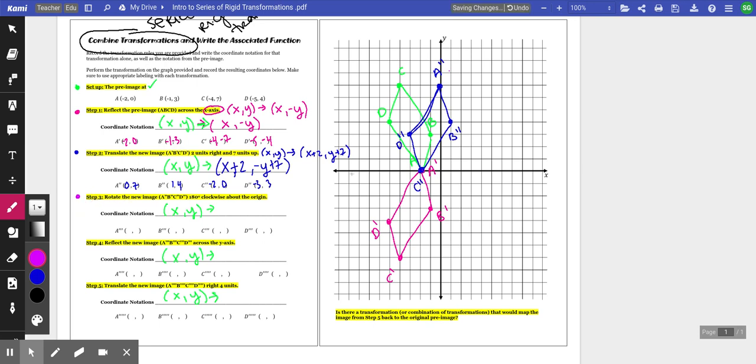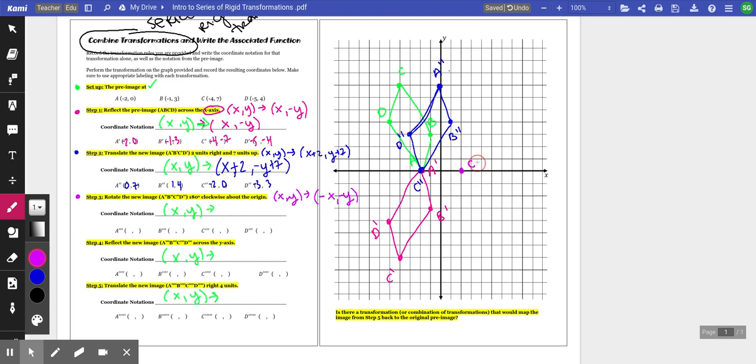So for this one, I'm now going to take this blue one and I'm going to rotate it 180 degrees. So maybe you're someone that needs to turn your paper around. Maybe you need to draw yourself a picture of it. But I know, whatever I do, my rule is (-x, -y). I'm going to negate both my coordinates. So what was -2, 0, I'm going to spin that around, right? It's 180 degrees clockwise. Wouldn't matter if it's counterclockwise about the origin.